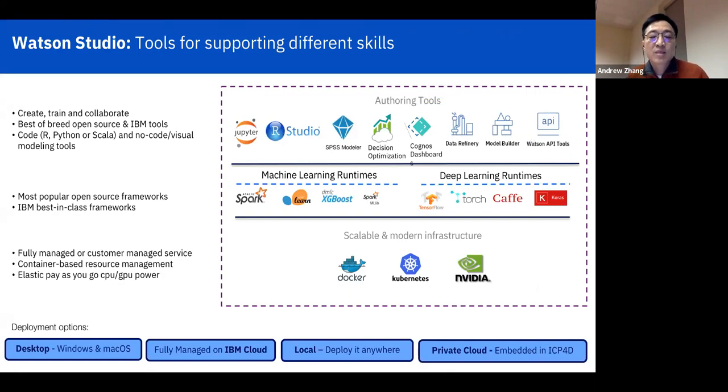This is the way IBM Watson Studio has been built. At the bottom, you can see we are building a scalable modern infrastructure based on Docker, Kubernetes, and the GPU. In the middle tier is a platform as a service engine running different types of frameworks for machine learning and deep learning. As you all know, this is a very fast moving space, and incorporating this variety of technologies as quickly as possible is not a trivial task.